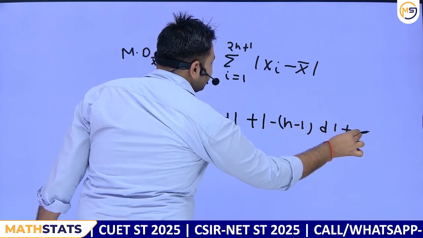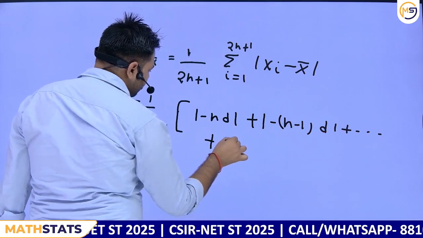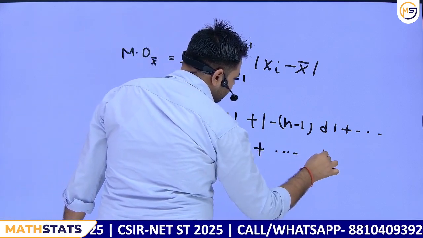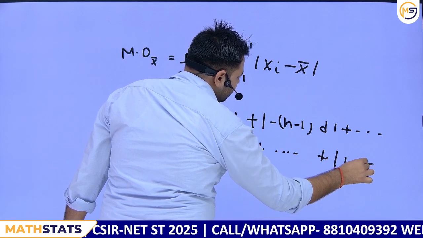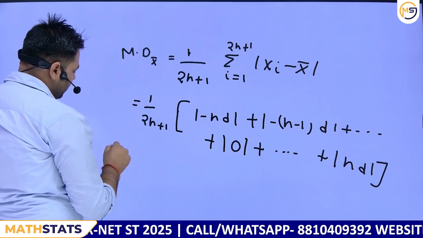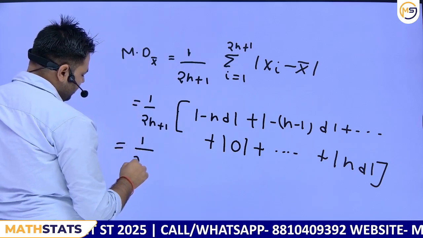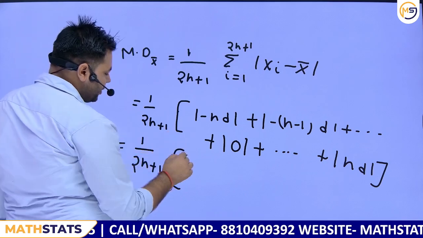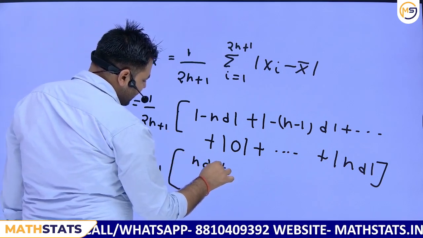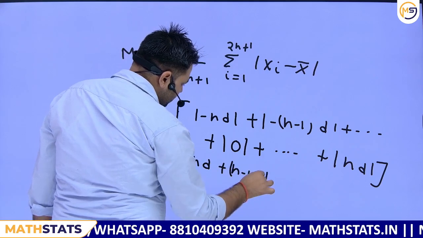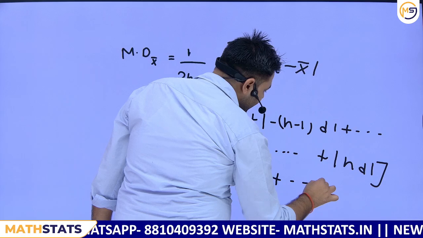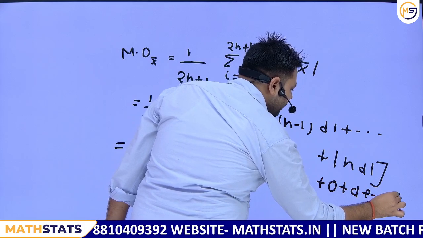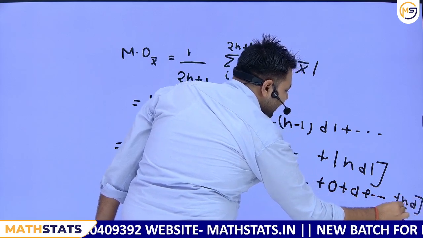And in a similar way this series goes. Here one value is d, here one value is 0, so mod of 0, plus similarly this goes, and here this value is n into d, mod. So you will get 1 by 2n+1. If I take the mod of any negative value, it is positive. So this is nd plus (n-1) into d plus so on, and here one term is 0, and then it starts from d and so on, going to nd, n into d, right?